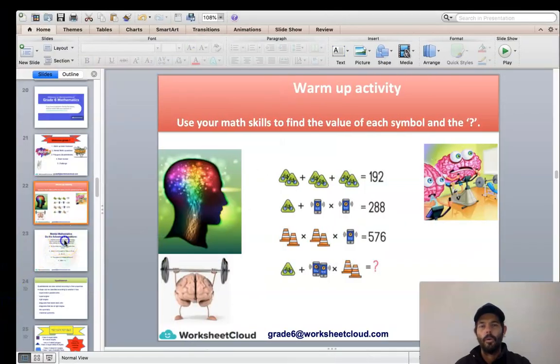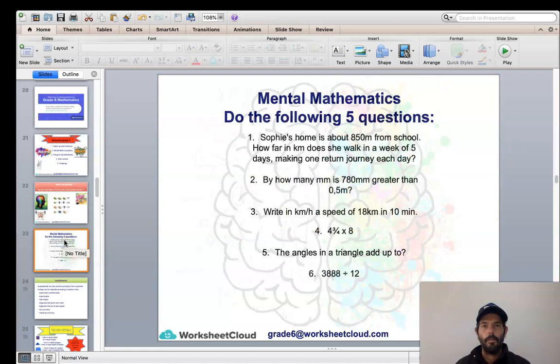Okay, your mental maths questions for today. Sophie's home is about 850 meters from school. How far in kilometers does she walk in a week of 5 days? Making one return journey each day. So read the question carefully there.